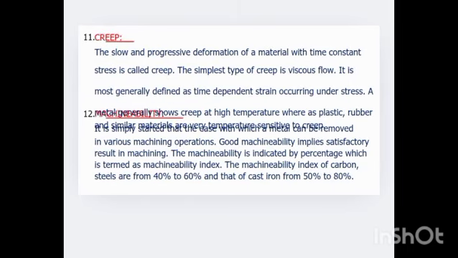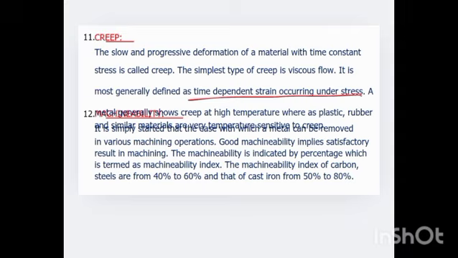Then, creep. Creep is a slow and continuous deformation of a material under constant stress over a long time. It mostly occurs at high temperature. It's a time dependent process. Metal shows creep at high temperature, while plastics and rubbers are more temperature sensitive. Creep is considered important in turbines, boilers, and high temperature applications.